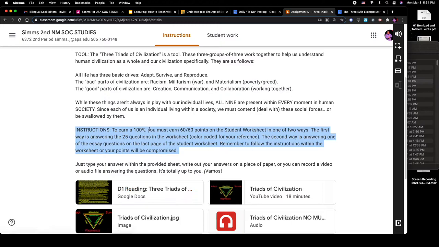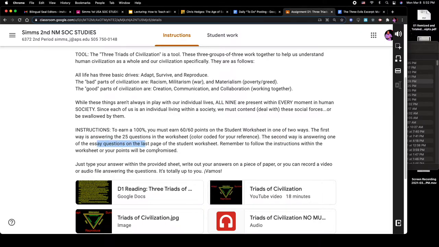To earn a 100%, you must earn 60 of 60 points on the student worksheet in one of two ways. The first way is answering the 25 questions in the worksheet, color-coded for your reference. Huh, wonder what he means. The second way is answering one of the essay questions on the last page of the student worksheet. So, answering one of the essay questions. Okay, the first way, I answer 25 questions in the worksheet. I know I'm going back and forth, guys, but to earn 100%, you must earn 60 of 60 points on the student worksheet in one of two ways. So there's two options. First way is 25 questions. Ah, I got it. The second way is answering one of the essay questions.